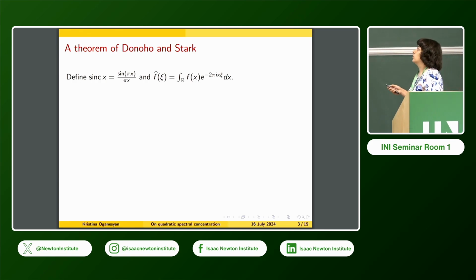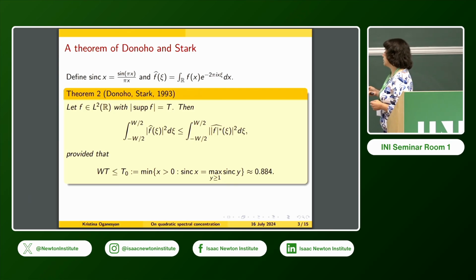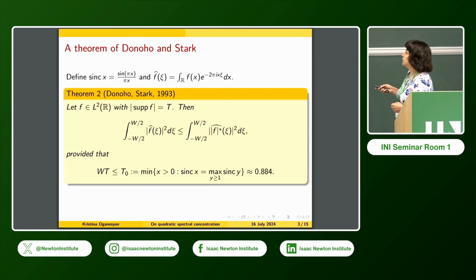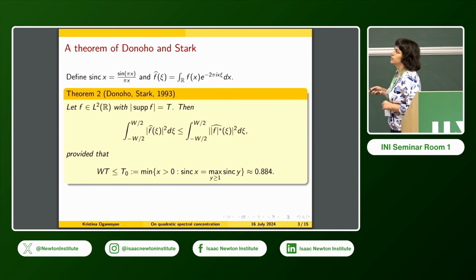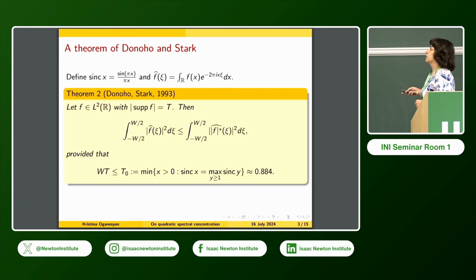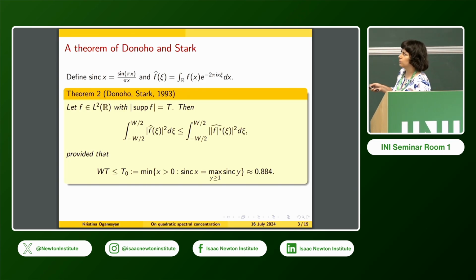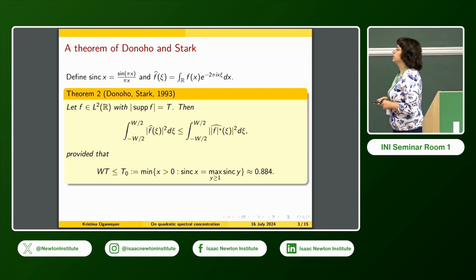A result by Donoho and Stark says that if your function is supported on a set of measure t and is square integrable, and I want to measure the L2 norm of the Fourier transform, taken not over the whole line but over this symmetric interval, then it's better to rearrange your function. Then it will give you the bigger integral, if the following holds: the product of the length of your interval and the measure of your set is bounded by this constant T naught.